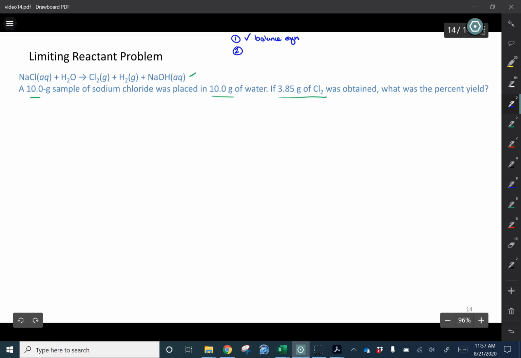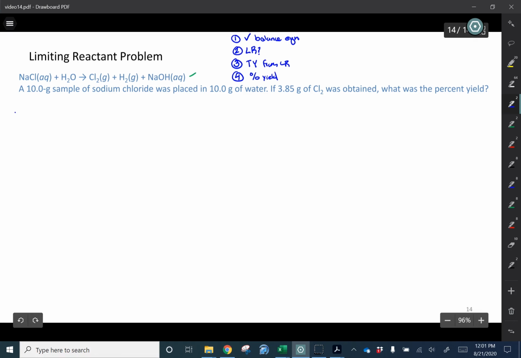Then we need to figure out what is our limiting reactant. Because I've told you that I've given you some sodium chloride and some water, I don't know which one is my limiting reactant, so we have to figure that out. Then we're going to have our theoretical yield from our limiting reactant, based upon how much we have of it, and then we can calculate our percent yield. So this is a 4-step type of problem.